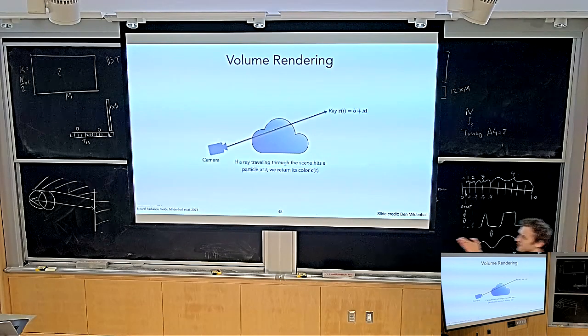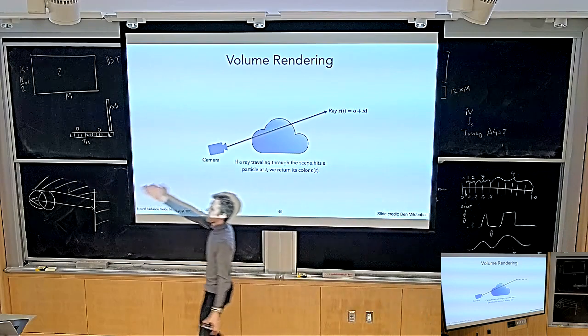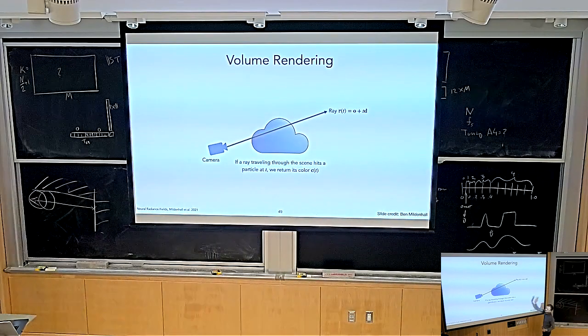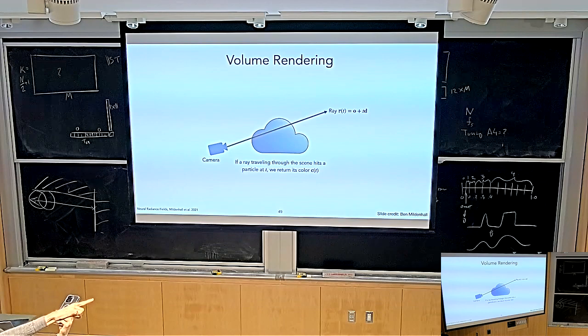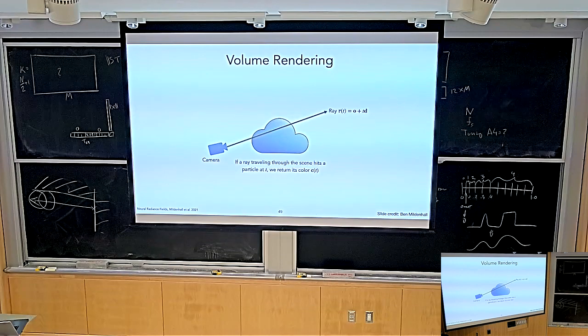Then we're going to have a camera. The camera shoots a ray. I hope you still remember how to compute the ray. And so now we're going to do some physics modeling. We're going to say if a ray is traveling through the scene and it hits a particle at a depth t, where t is the distance that you have traveled along the ray, then the rendering algorithm will return the color at that location, the color of that particle. So you shoot a ray, the light ray hits the particle, and if it hits the particle, then you return the color of the particle. Does that make sense?